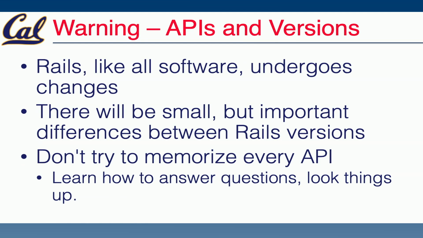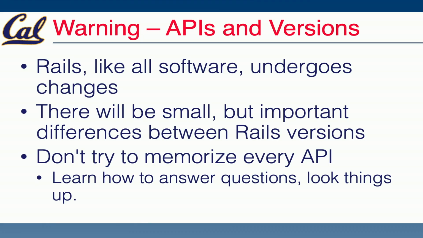A little bit of a warning as we work on a framework like Rails: Rails, like all bits of software, changes over time. Sometimes this is frustrating, but it's a really good thing because the APIs tend to improve. It's not just bugs getting fixed, but new features being added. Sometimes there are small but important changes in APIs over time, so the lecture slides will try to highlight where those changes might have happened recently.